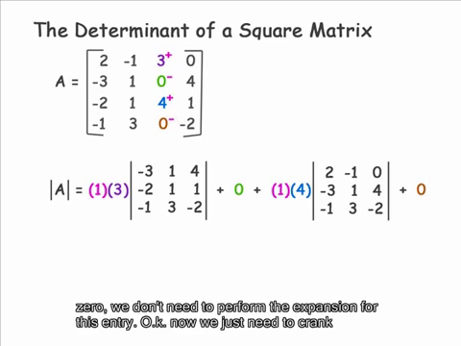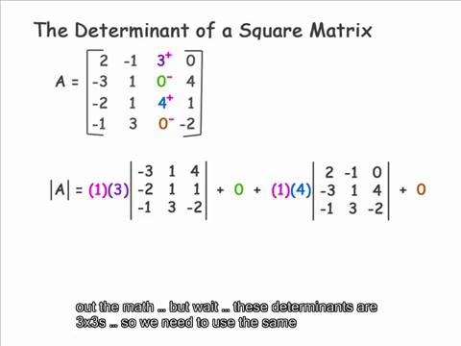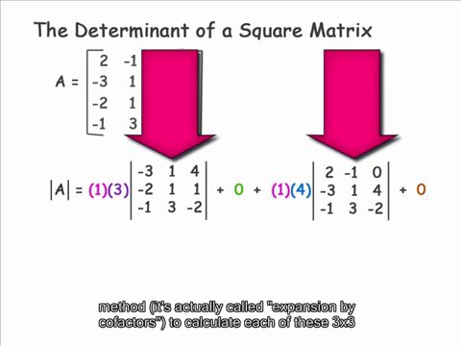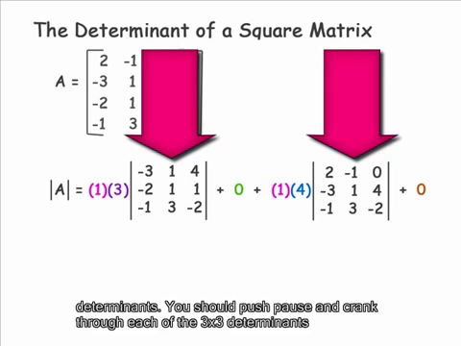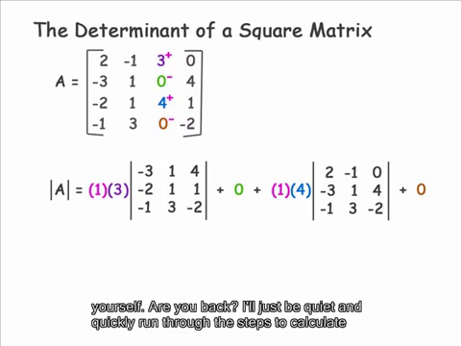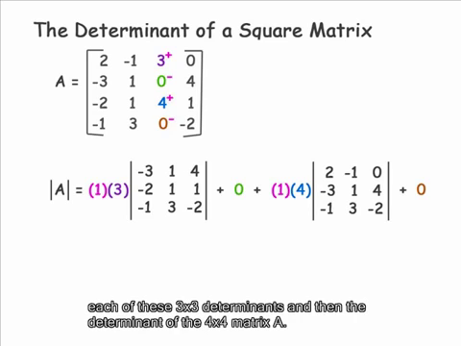Okay, now we just need to crank out the math. But wait, these determinants are 3x3s, so we need to use the same method, it's actually called expansion by cofactors, to calculate each of these 3x3 determinants. You should push pause and crank through each of the 3x3 determinants yourself. Are you back? I'll just be quiet and quickly run through the steps to calculate each of these 3x3 determinants and then the determinant of the 4x4 matrix A.